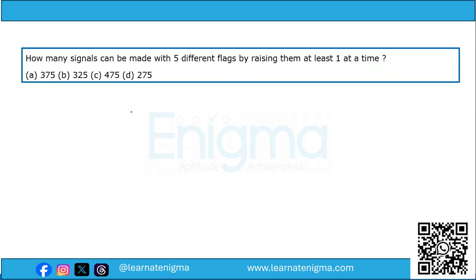How many signals can be made with 5 different flags by raising them at least one at a time? Now we have 5 different flags. So with a difference in arrangement, we can give a different signal. So therefore, arrangement is also important. Order is also important in this question.